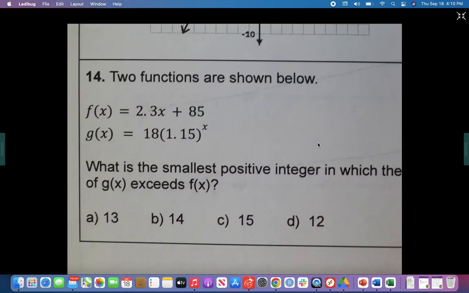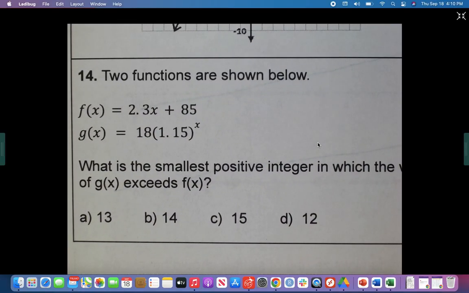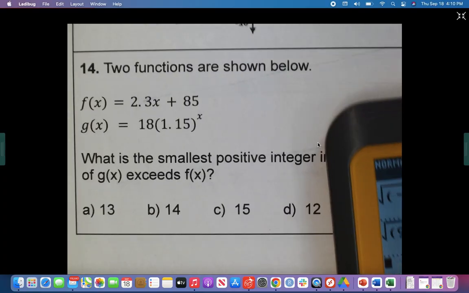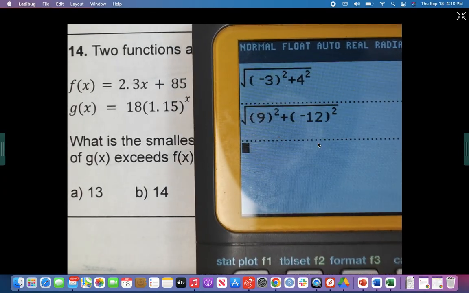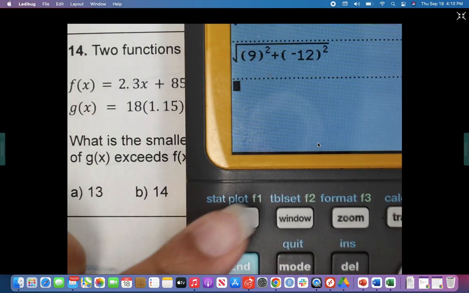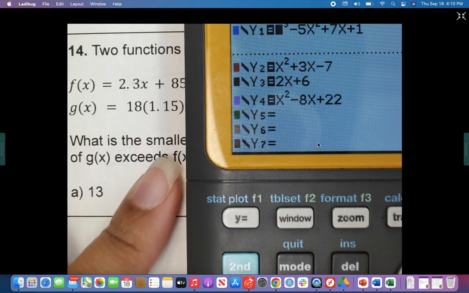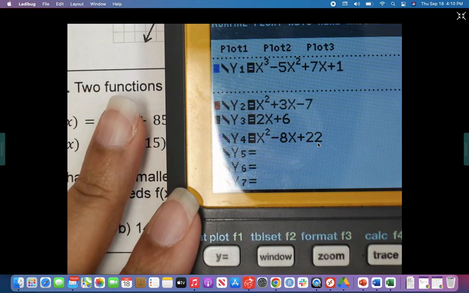14. Anytime you're comparing two functions, in my opinion, I think it's easier to compare the functions in the graphing calculator. So let me grab my graphing calculator. All right, so you want to go to y equals, so top left button. Obviously, if anything's in there, we need to clear that out, so I'm going to clear these out.